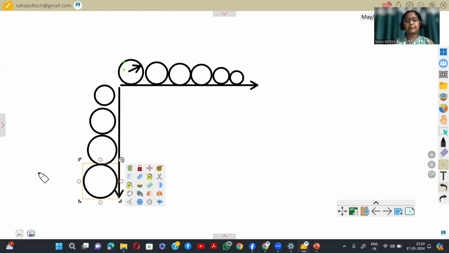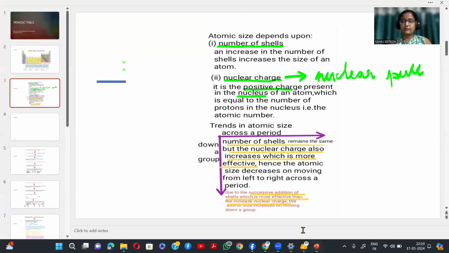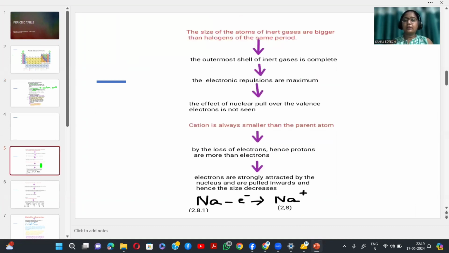So this is what we see. You can see, due to the successive addition of shells, which is more effective than the increase in nuclear charge, the atomic size goes on increasing as we move down the group. Now, the size of the atoms of inert gases is bigger than halogens of the same period. So the size of the inert gases is bigger.